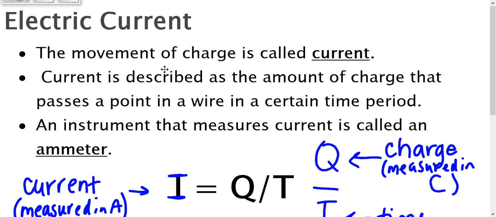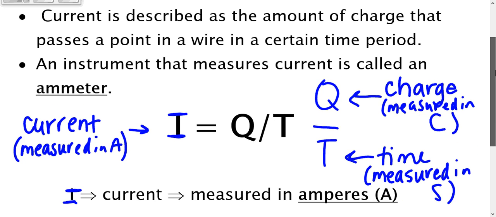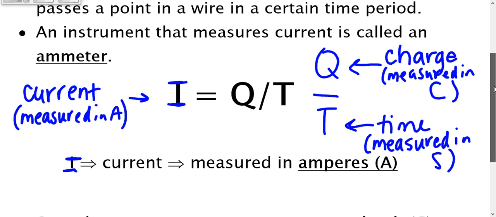So again, we're on page 9, and we're going to talk a little bit about what electric current is. The movement of charge, or the movement of those electrons, is called current. Current is described as the amount of charge that passes a point in a wire in a certain time period. An instrument that measures current is called an ammeter. Current is the word we use, but when we're putting this in a mathematical equation, we need a symbol. The symbol we use for current is I.